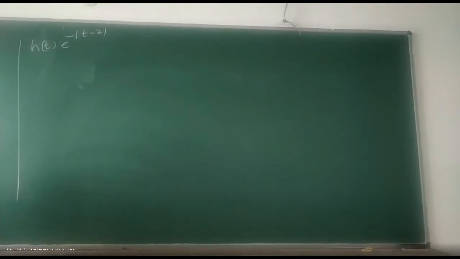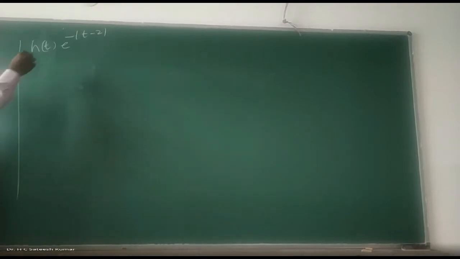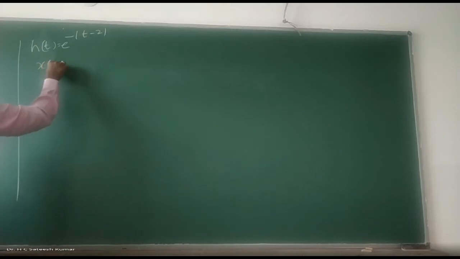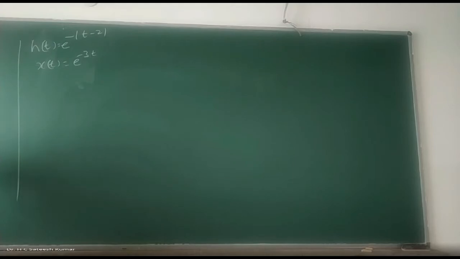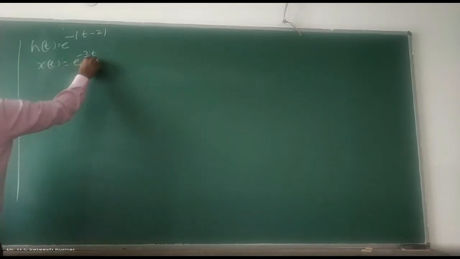Okay, right. So there is a problem. h of t is equal to e to the power of minus mod of t minus 2, and x of t is equal to e to the power of minus 3t into u of t.